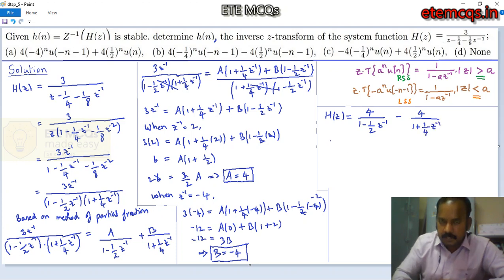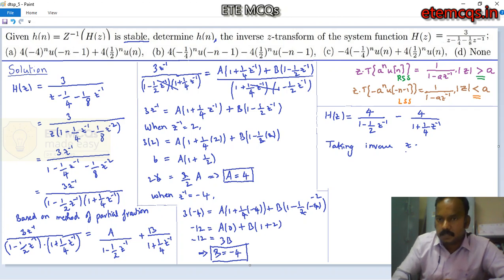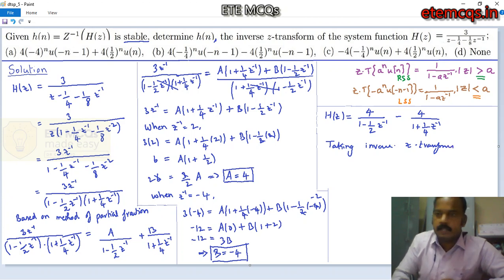Now taking inverse z transform, we are supposed to take the inverse in such a way that it satisfies the condition that the system is stable. That is what is given in the question. We want the result to satisfy the condition that the system is stable. So taking inverse Z transform, how can you make it stable? When you get back to the pole zero plot, you can notice that both the poles lie inside the unit circle.